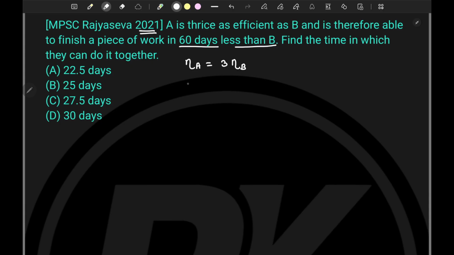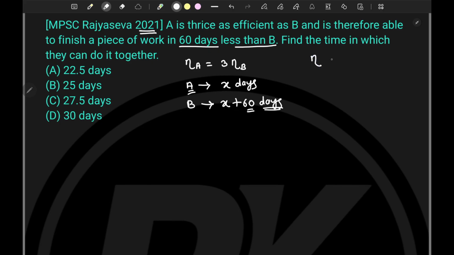That means let's say the time taken by A is X days, and hence the time taken by B to complete the similar work will be how much? It will be X plus 60 days, right? Because A is taking 60 days less time compared to B. So I can frame this, right?